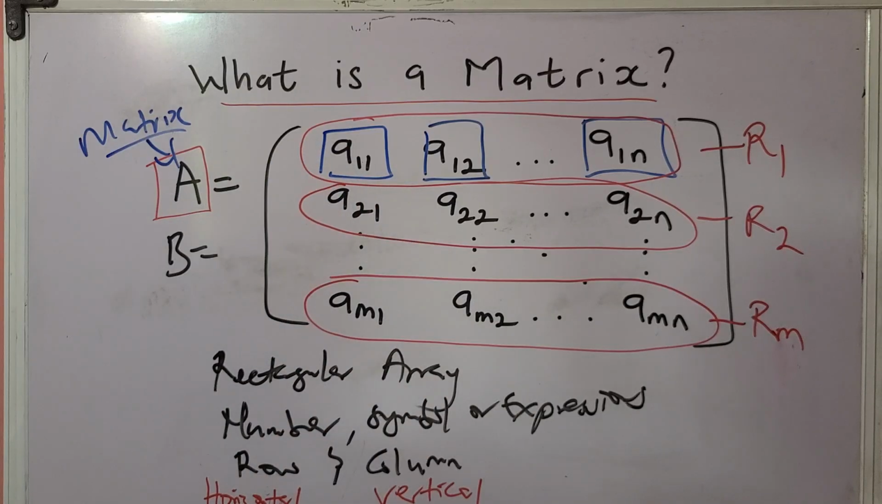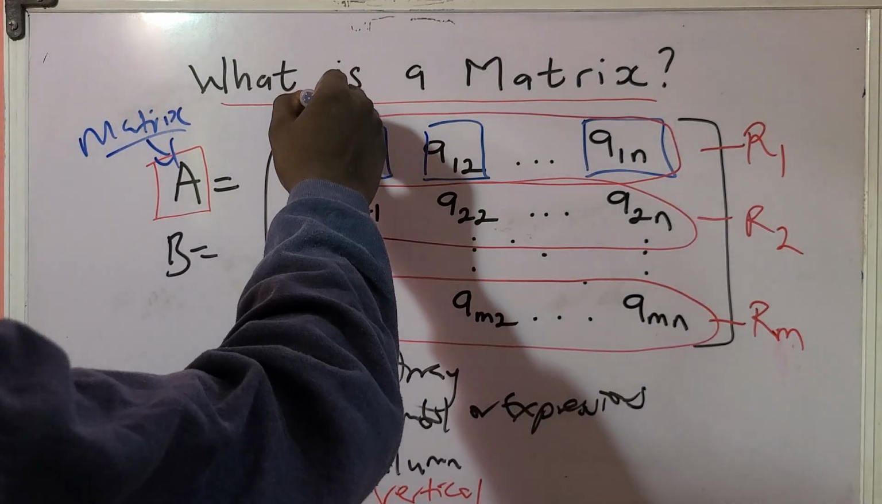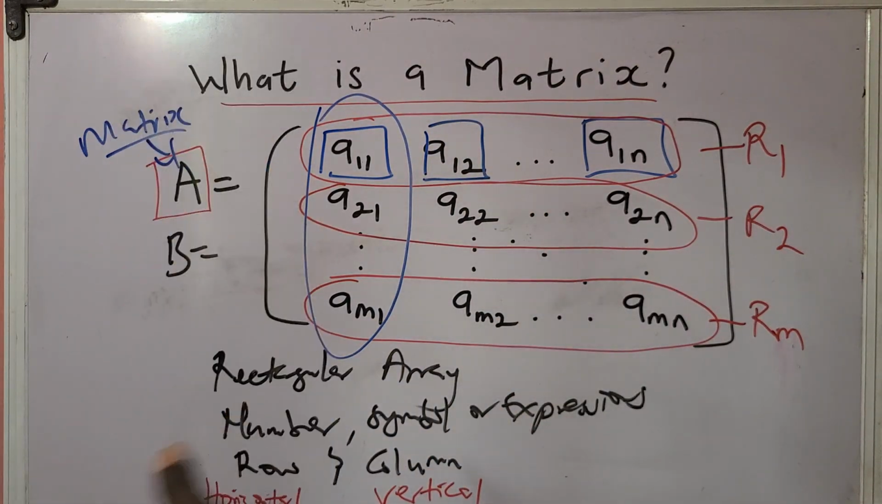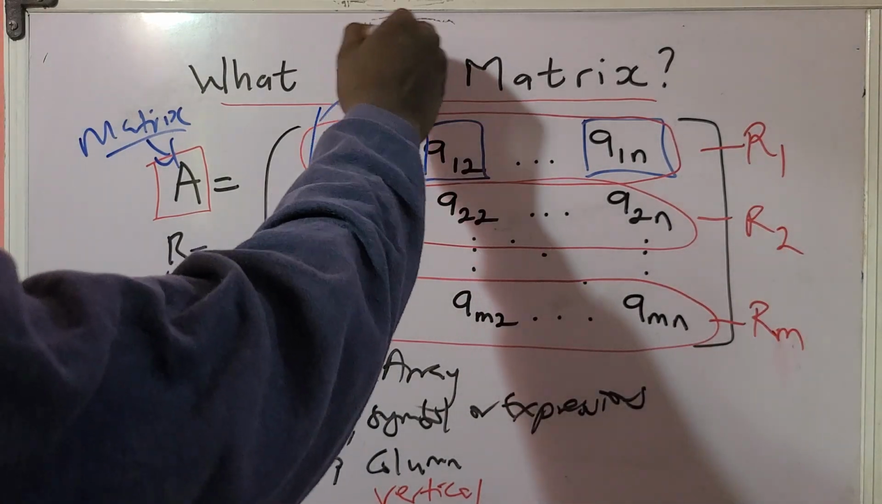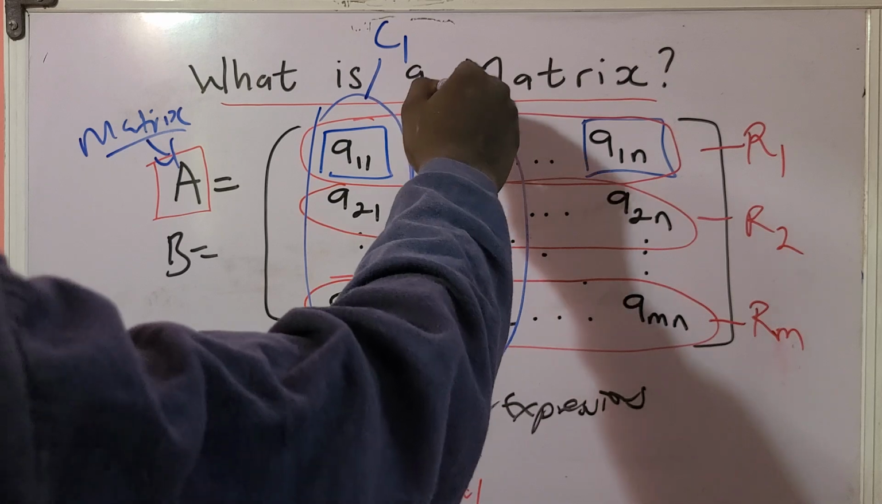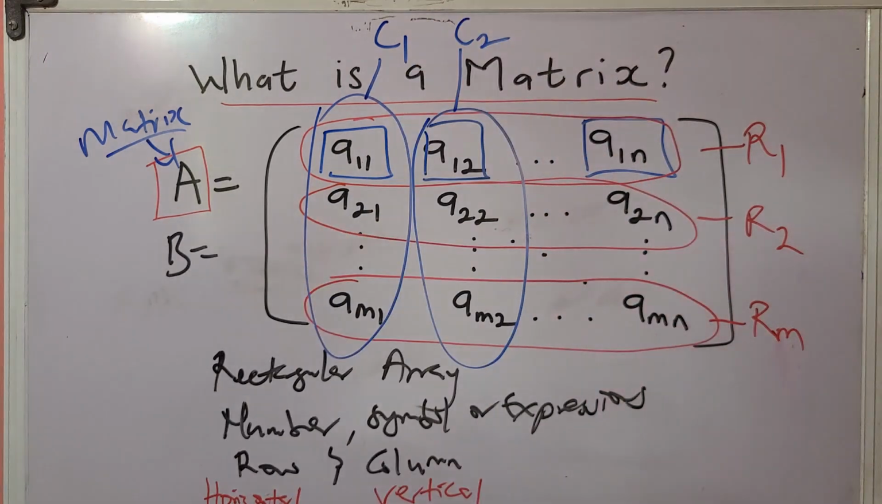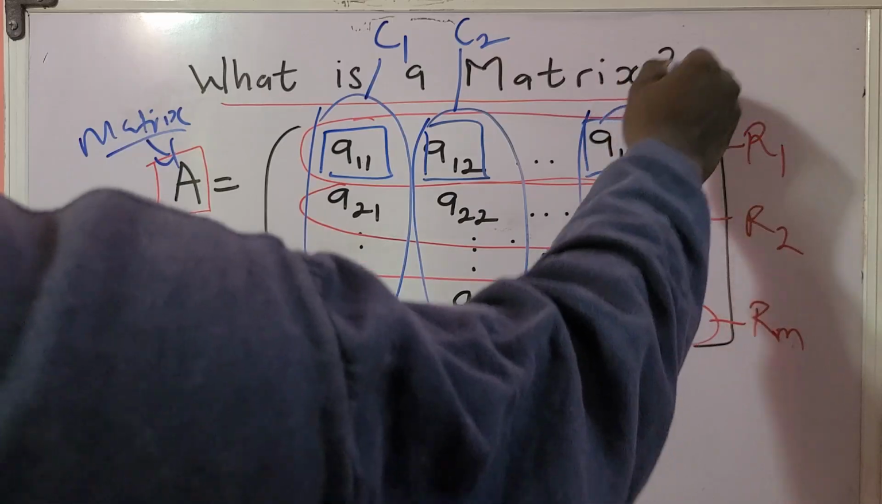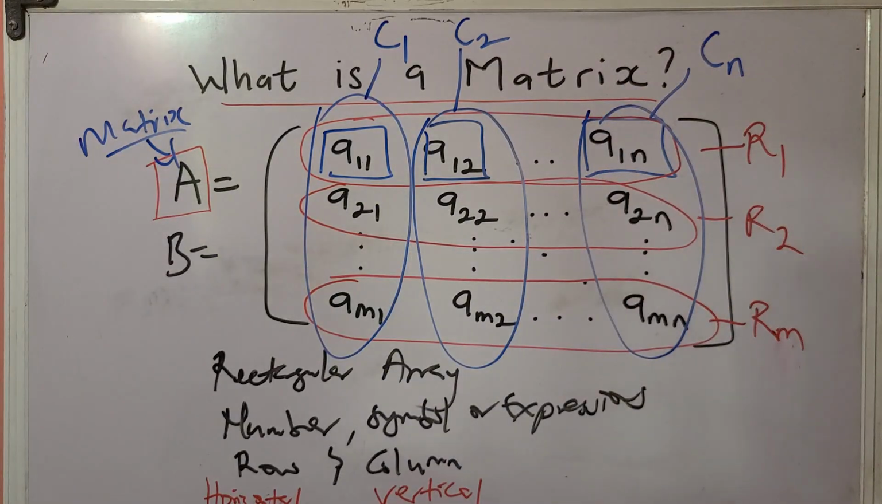And then the next aspect is the column. The column is actually the vertical, as I said already. And in this place, you can see what you have right here. The first vertical axis is what we will call column 1. Then the next one will be column 2. And the last one right here will be column N.